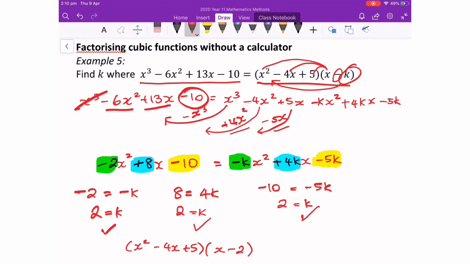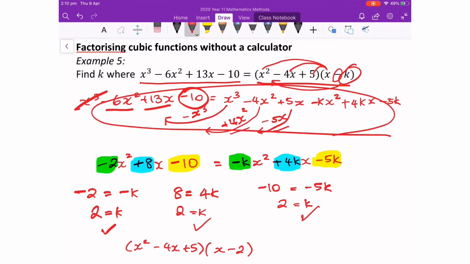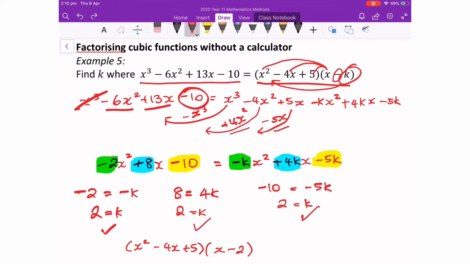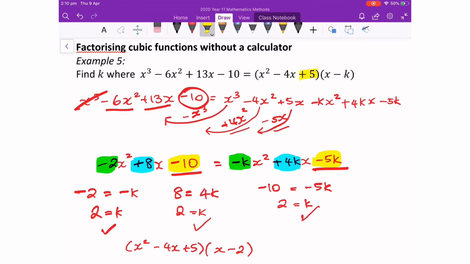So without even expanding and without showing this first bit, we know that negative 10 is equal to negative 5k. That negative 5k, you got this from basically multiplying this 5 and negative k, because 5 times negative k is negative 5k. That equals negative 10. That's already on this side here. So just knowing that, just looking at what's on the top here, you can work it out. So you can write 5 times negative k equals negative 10. That means k has to equal 2.